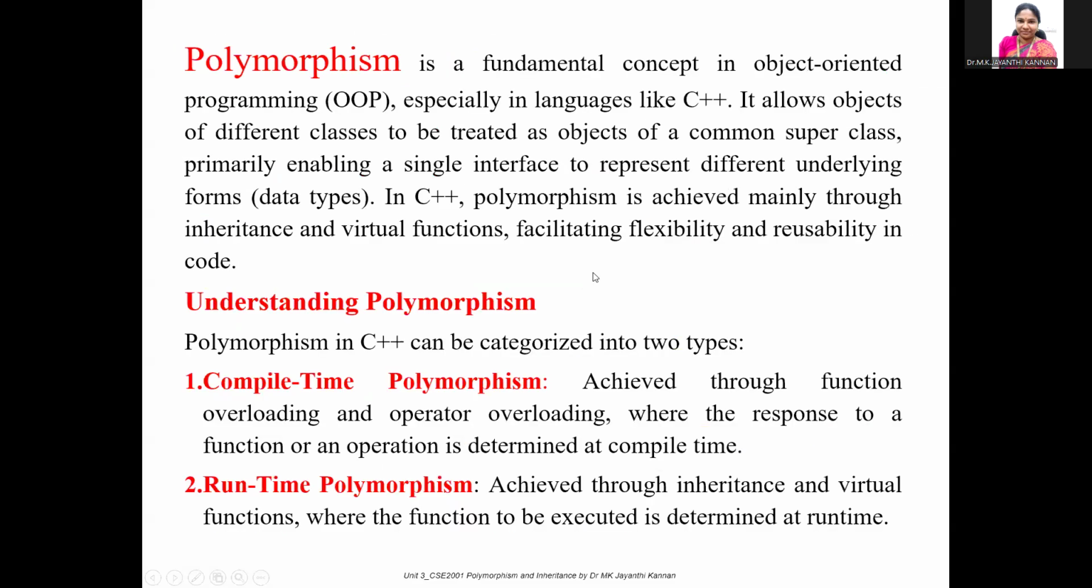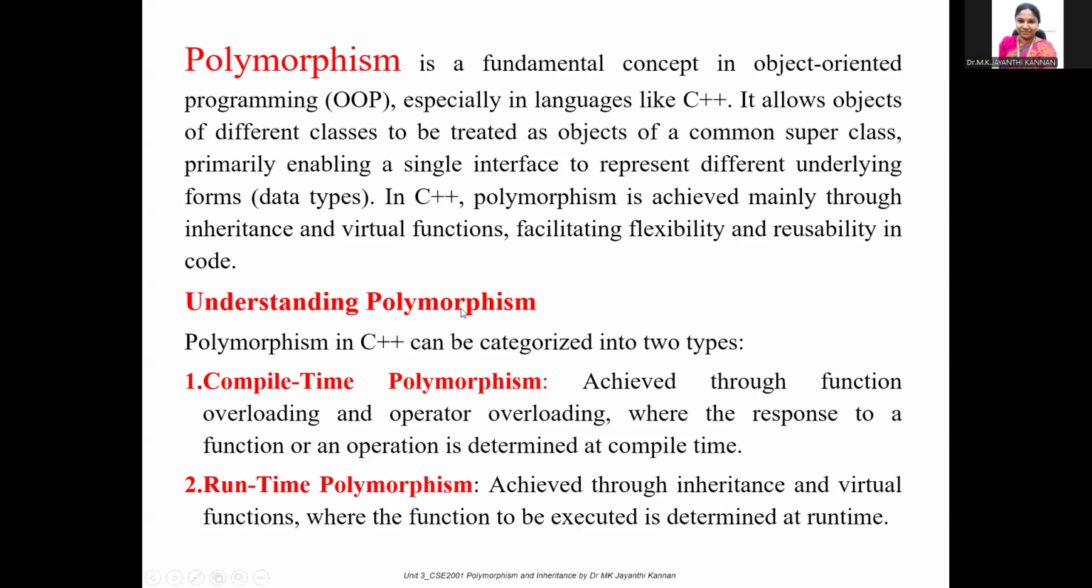Polymorphism is a concept in object-oriented programming. It allows objects of different classes to be treated as objects of a common superclass, and it represents different forms. In C++, polymorphism is achieved mainly through inheritance and virtual functions, facilitating flexibility and reusability in code. The main advantage of polymorphism is that it allows programmers to create many functions with duplicate names, and the code is reused in base and derived classes through reusability.